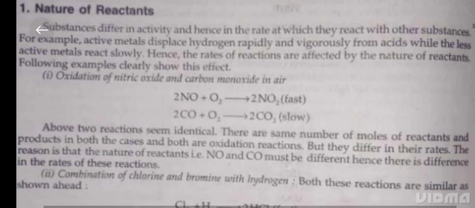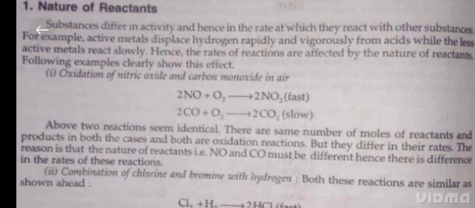Nature of reactants. Substances differ in activity and hence in the rate at which they react with other substances. For example, active metals displace hydrogen rapidly and vigorously from acids, while the less active metals react slowly. Hence, the rates of reactions are affected by the nature of reactants. The following examples clearly show the effect.